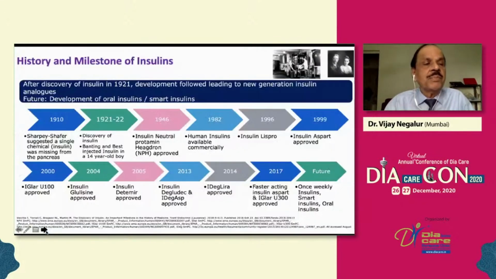As we progress ahead, the history of insulin has also shown progress from 1910 right up to 2017, when a lot of newer insulins came. The Ideglira improved, the fast-acting insulin, Glargine 300, and a once-weekly insulin. We had discussion in the previous session about once-weekly insulin injections. So this is again an improvement in the insulin analogs. The flatter insulin and also very rapid-acting insulin have both shown equal improvement.